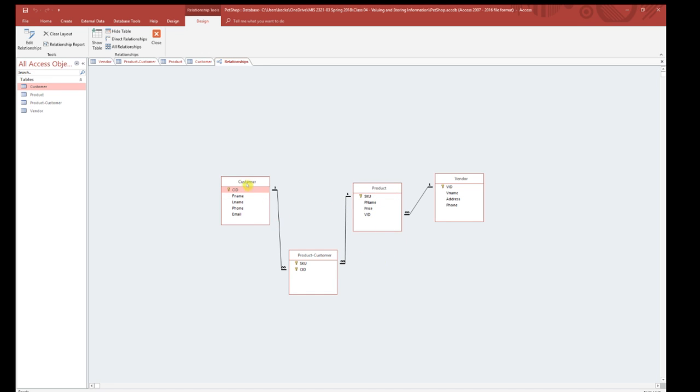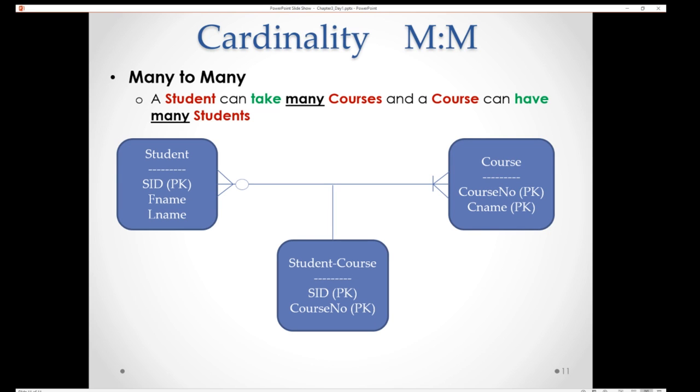How is this represented? You can see that we have an additional table that's come off called product customer. We could have also called it customer product. This new table has what is referred to as a composite primary key of both the customer ID and the product ID. Here's the corresponding result for a many-to-many relationship between student and course. We have an intersection entity called student course that has a composite primary key of both the student ID and the course ID. Think about the significance of having a composite primary key.